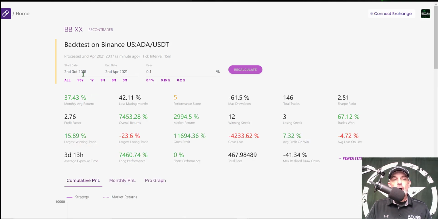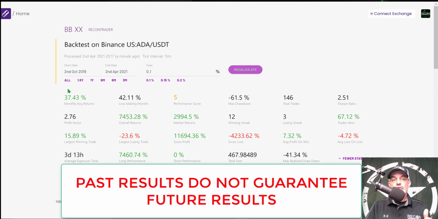And so from October 2nd, 2019 to April 2nd, 2021, so we've got a year and a half backtest there. The strategy would have produced on average 37, almost 38% monthly returns. And overall returns would have been 7,453% in a year and a half. That is an incredible return.